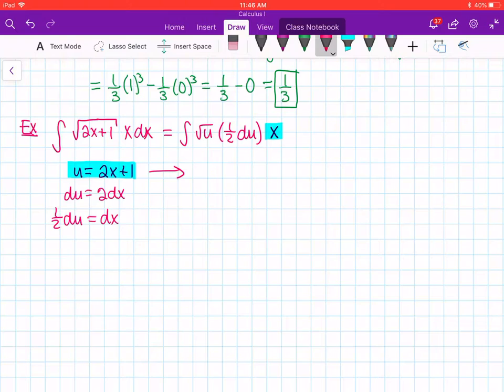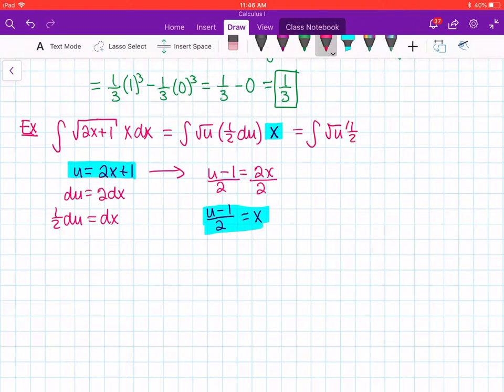So let's subtract 1 on both sides, so we get u minus 1 equals 2x, and then divide by 2 on both sides, to get x by itself. And so we get u minus 1 divided by 2 equals x. And so we're actually going to substitute that in for x now. So that's 3 substitutions here. So this part is going to stay the same. But instead of x, we're going to write u minus 1 over 2. Alright, so this is our integral.